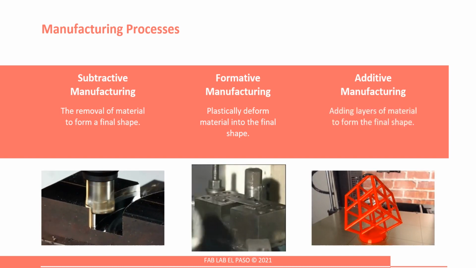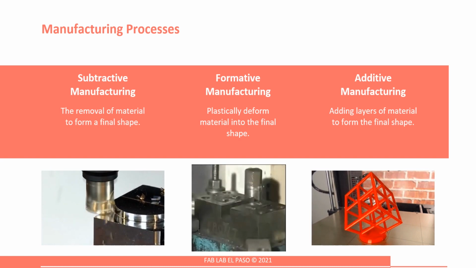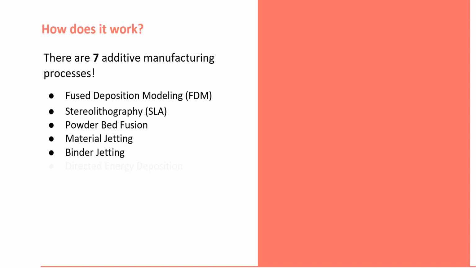Additive manufacturing is any process that involves adding layers of material on top of each other to form the final shape. So how does 3D printing work? Well, there are actually 7 different additive manufacturing types. Fused deposition modeling, or FDM, is the most common and well-known process. It is especially popular among 3D printing hobbyists. Stereolithography, or SLA, is another very common method used in industry as well as by hobbyists. The other types of 3D printing include powder bed fusion, material jetting, binder jetting, directed energy deposition, and sheet lamination.